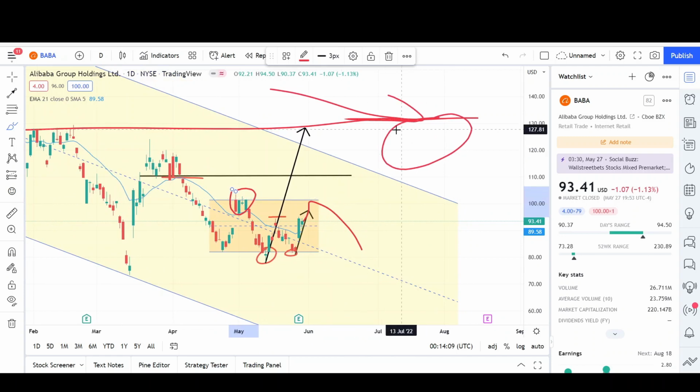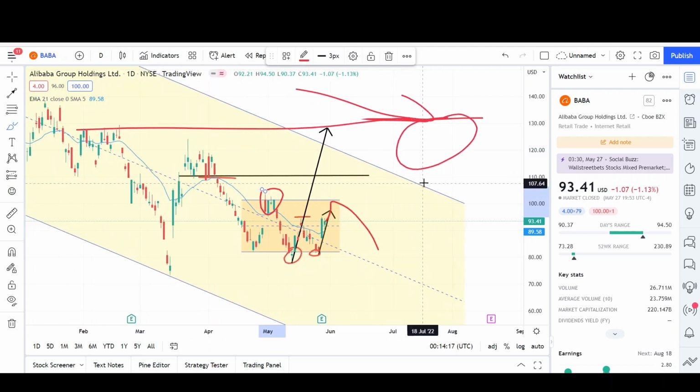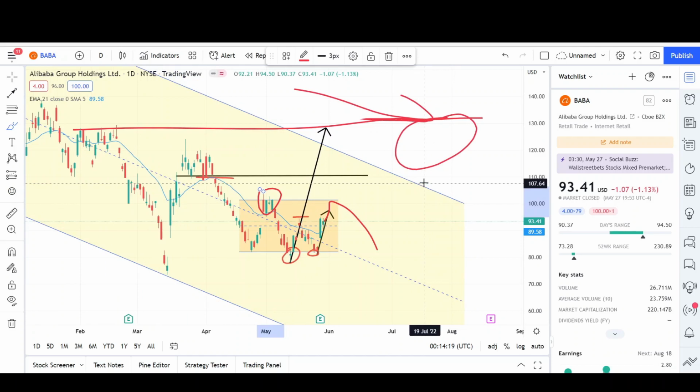And maybe in the future we break this channel, and then that shows signs of weakness in the downtrend, and then we could probably be a little more happy. So that's all I have for the daily chart. Let's go and wrap this up on the weekly chart.